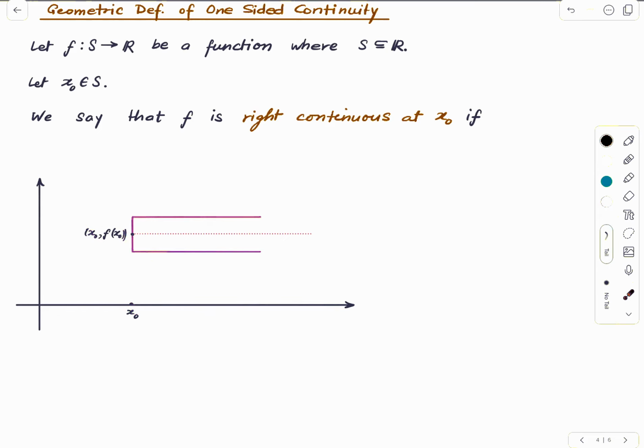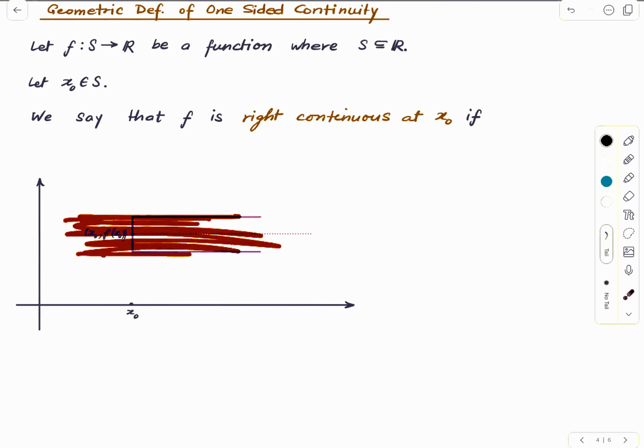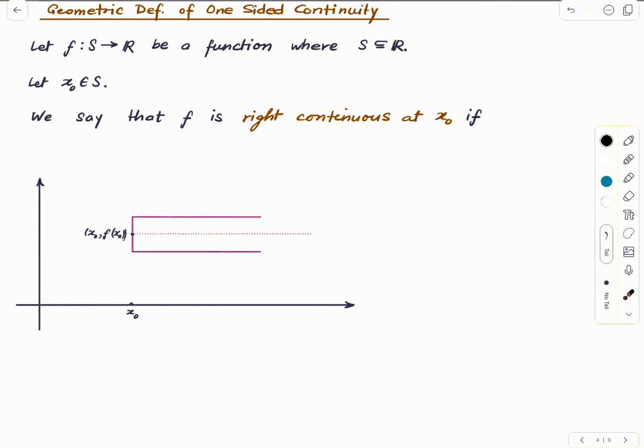So in the geometric definition of continuity at the point x0, we just had a two-sided, full band, and instead of the right delta neighborhood, we had the delta neighborhood. We are just replacing everything by the prefix right. So the formal definition is as follows.